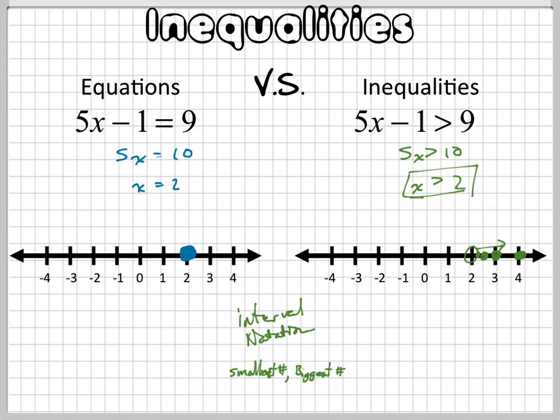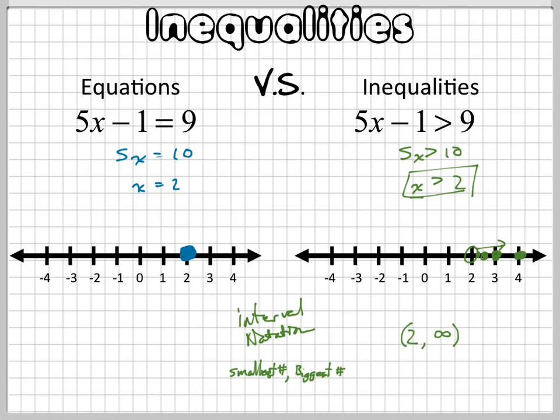Instead, what we do is we write 2, but we say it's not part of the solution. You know how we say it's not part of the solution? We put a parenthesis next to it. Parenthesis says it's not part of the solution, but that's the starting point. Then I put a comma. Now I've got to put the biggest number. This one doesn't have a stopping point. It has an arrow right here. So what am I going to put there? Infinity. And so I put an infinity sign right there.